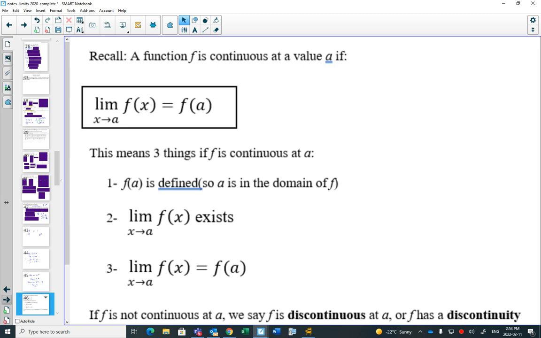What does the word continuous mean? A function is continuous if the limit is equal to the value. Okay?